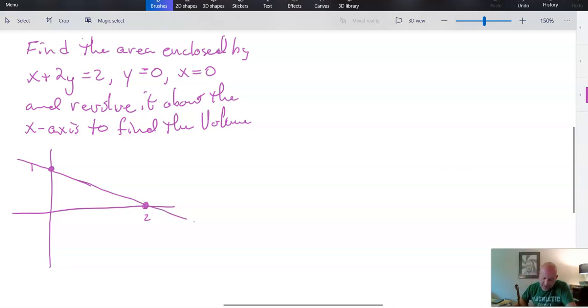Okay, and then we have y equals 0. Well, that's the x-axis, excuse me, not intercept. And x equals 0 is the y-axis. So what that means is that this is the area enclosed.